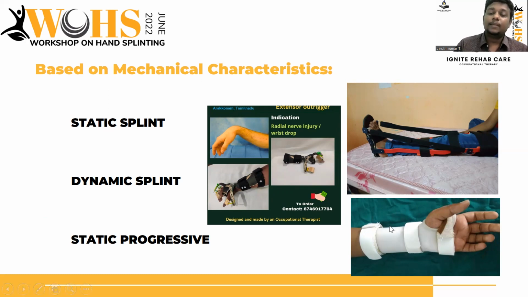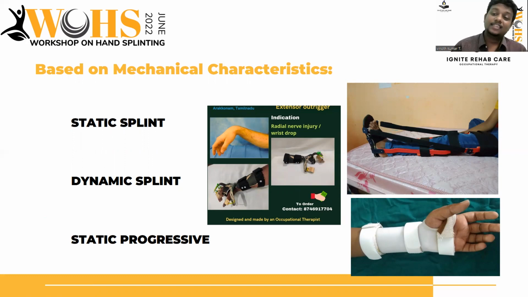There is a static progressive splint. One of the examples is a corrective TS stretching splint. This belt, or strap, that you can see, basically stretches the ankle to whatever degree we can. For example, initially we can keep it at 10 degrees of dorsiflexion, then we can increase to 20, 30. So it's basically a progressive splint.